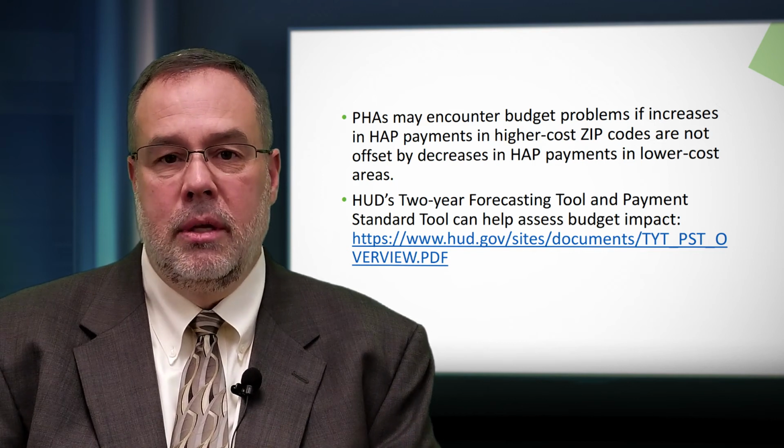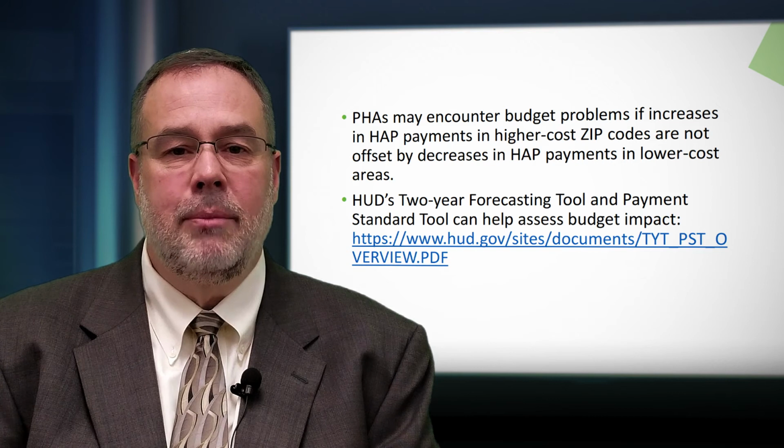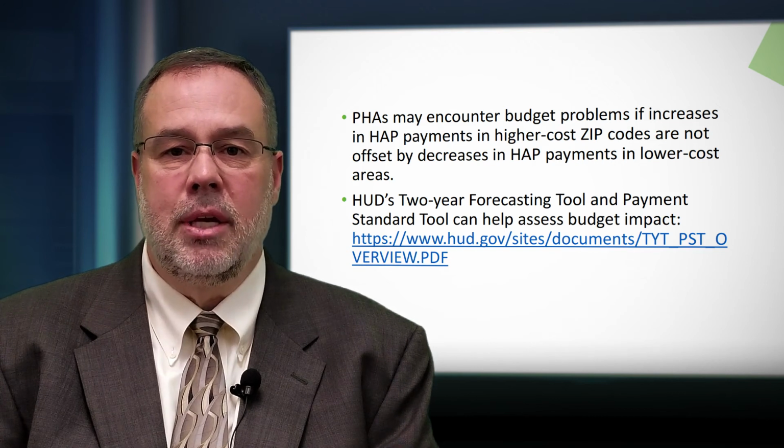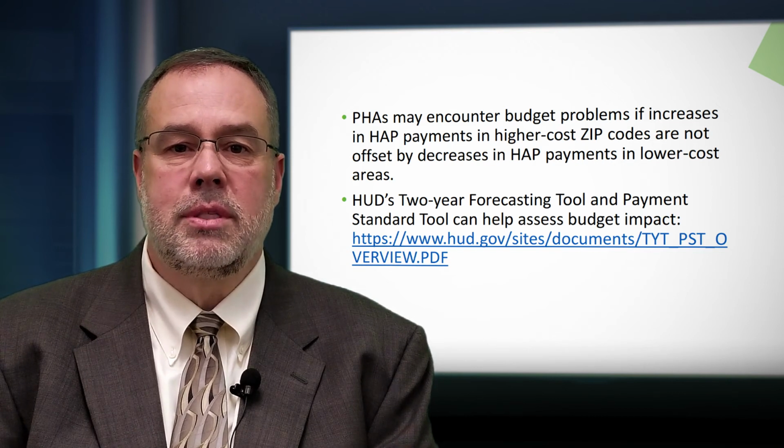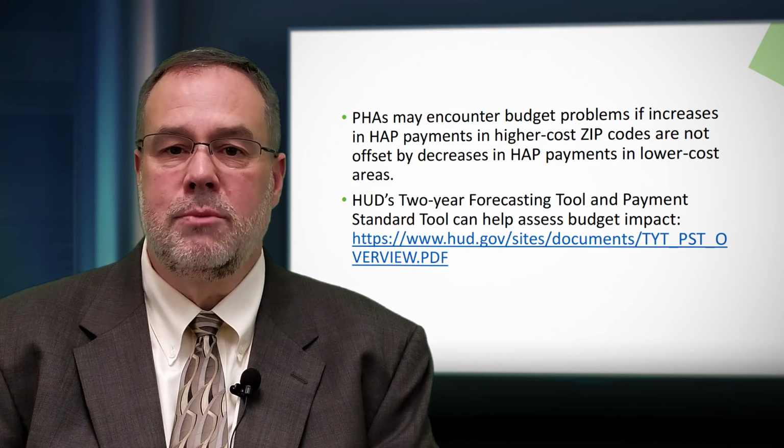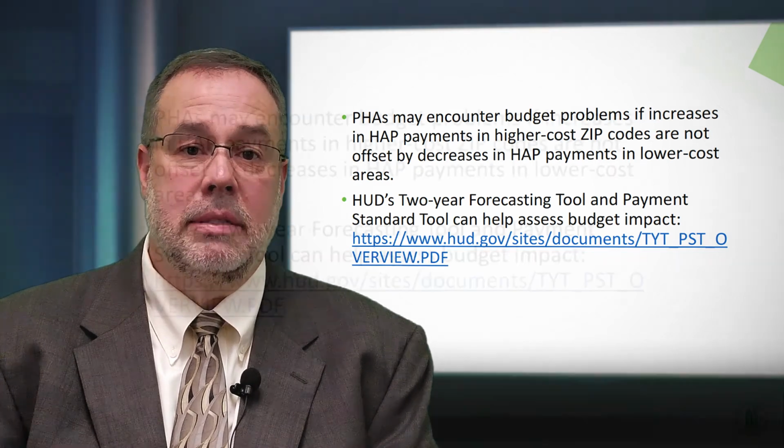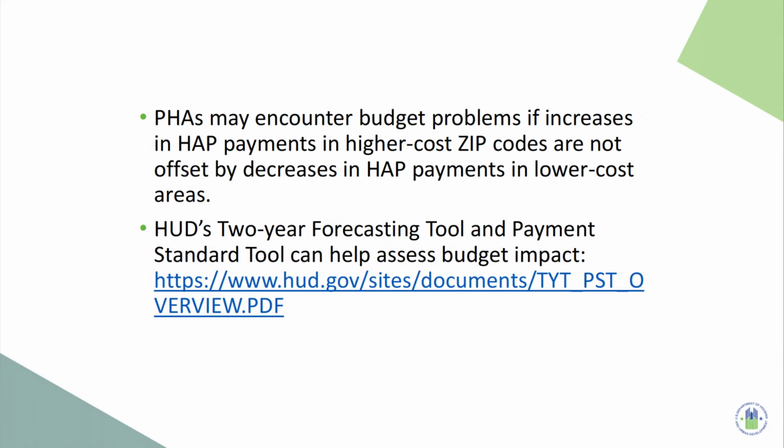It should be noted that generally when HAP payments declined in demonstration PHAs, it was a result of reduced subsidy payments due to reduced payment standards rather than, say, increased incomes. In other words, the flip side of the reduced HAP cost is higher rent burden for some voucher holders, particularly those living in lower cost zip codes.